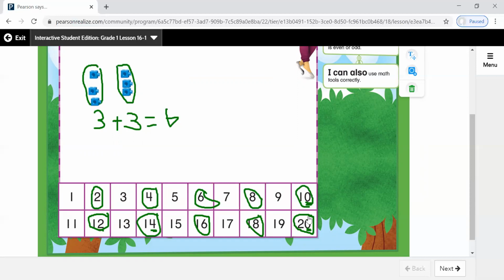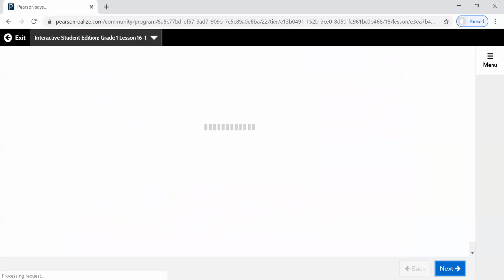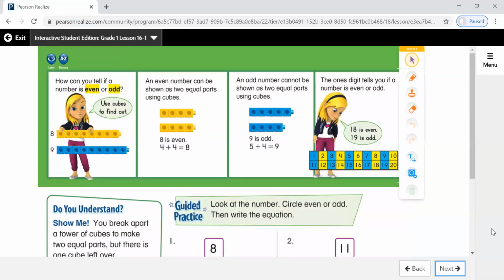So keep it in your mind. 0, 2, 4, 6, 8. All of these numbers are even numbers. Let us move to the exercise.